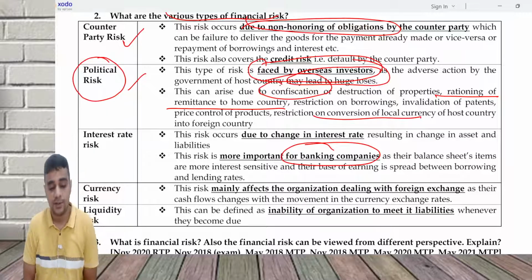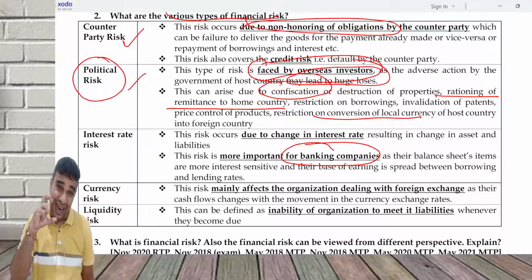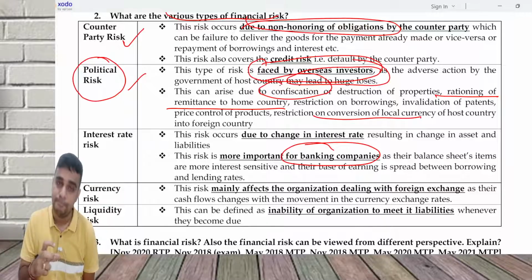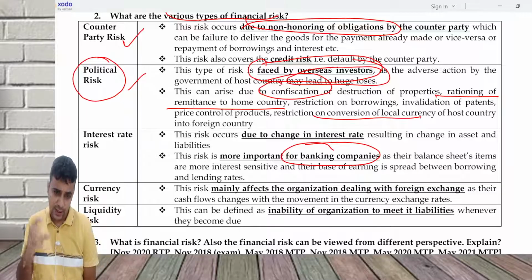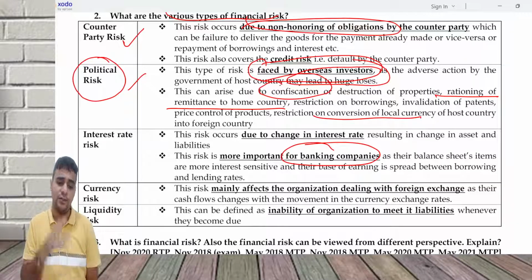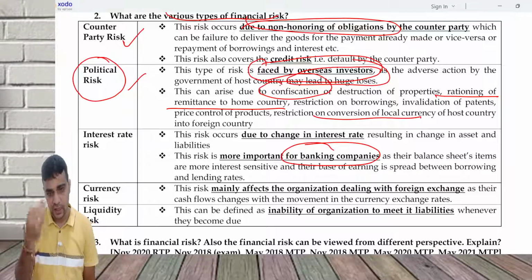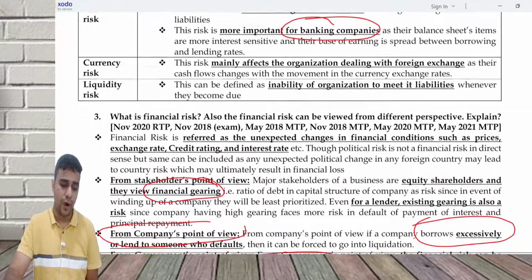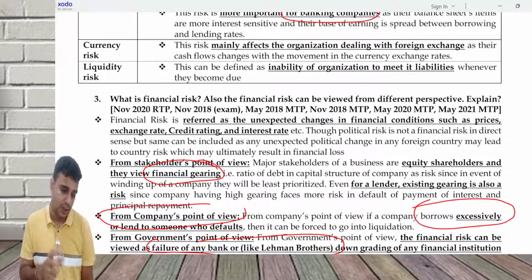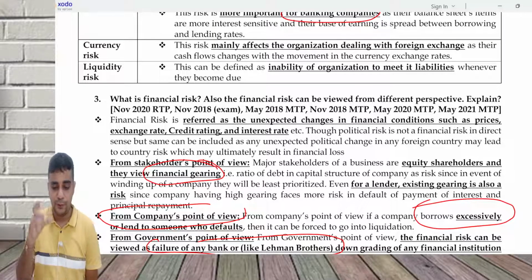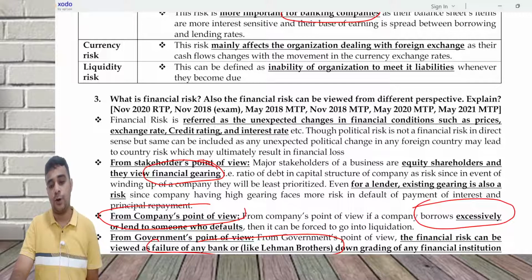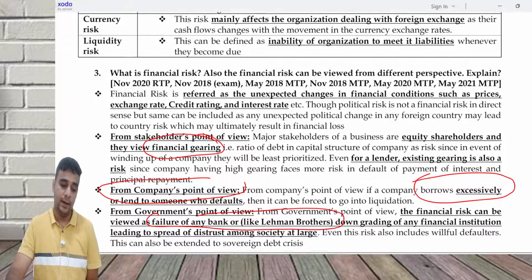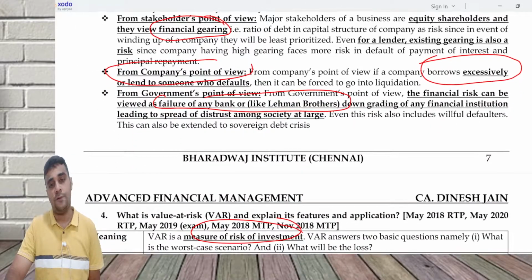What is financial risk? Financial risk is changes in those financial conditions. Political risk is not directly a financial risk, but still it is part of financial risk, because any political risk can cause huge losses for an organization. There are three ways to look at it. One, from a stakeholder point of view, you look at the gearing ratio. Second, from the company point of view, if you are borrowing excessively or lending to someone who defaults. And from a government point of view, there is the failure of an important bank or the downgrading of a very important financial institution.